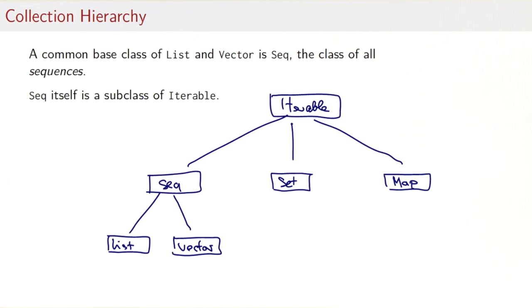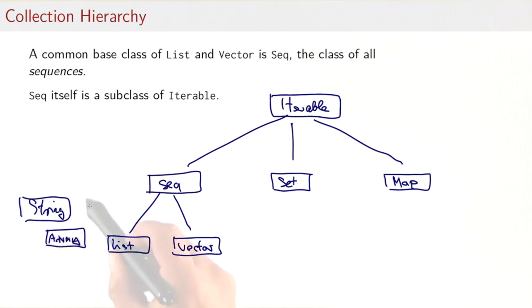So going back to our diagram, we would then have a string and array as further sequence-like structures. I draw a dotted line here because they're not really subclasses of sequence. They cannot be that because both string and array come from the Java universe, and of course a Java class doesn't know that at some future time somebody would define a class called Scala.sequence.